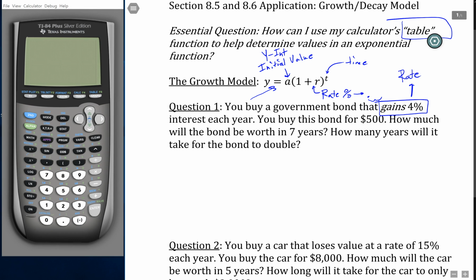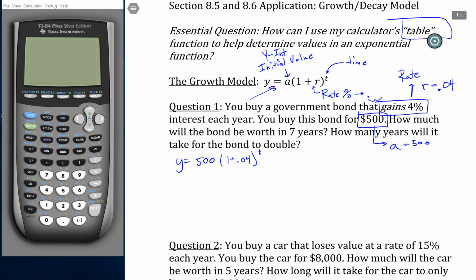So when I'm doing it in the formula, I'm going to put it as a decimal. 4% as a decimal means 0.04. I moved the decimal over 2 places. Since I've bought this bond for $500, this is our A. This is the initial amount, right? So now I have the equation. It's y equals 500 times 1 plus 0.04, and I'm going to keep the t in there. Remember, the t is my variable. My bond will be worth different amounts depending on how much time has gone by.